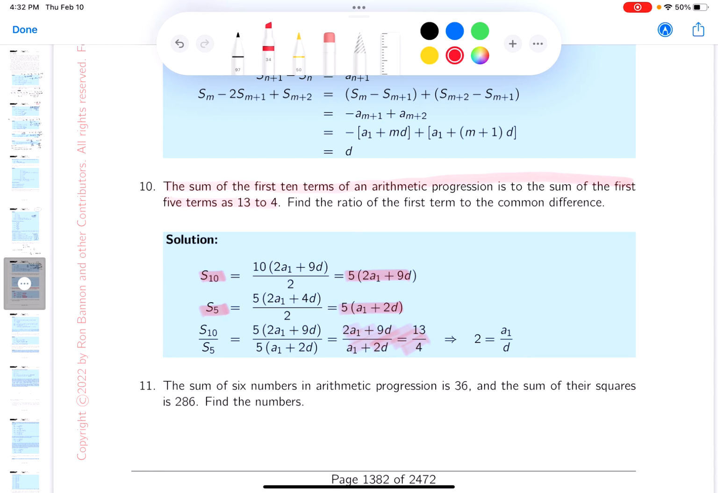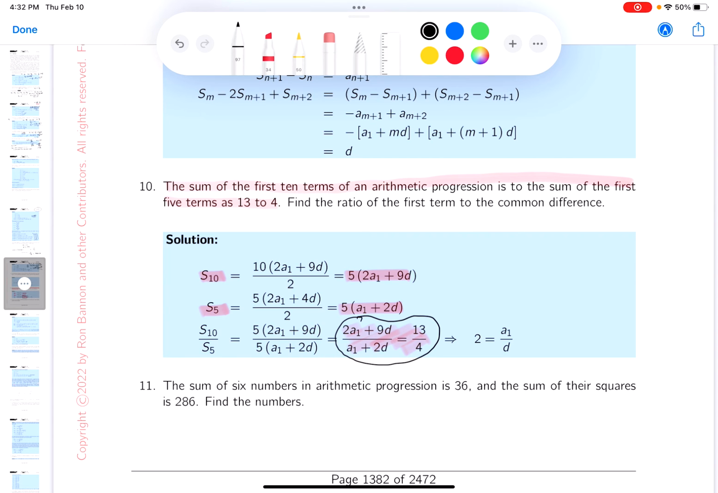That's all they've done. But then they say find the ratio of the first term to the common difference. Okay, I got to do that now. And the question is, how would you do that? I need to find a relationship. And I think I got one right here between A1 and D. What I got to do is work with that to get that ratio A1 over D. So let me do that, see what I come up with.